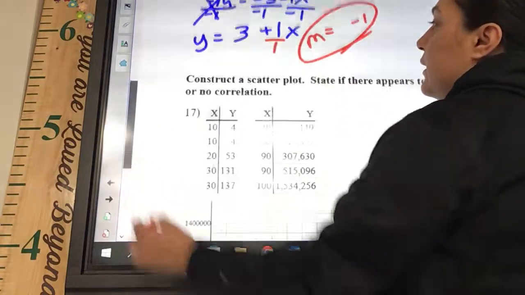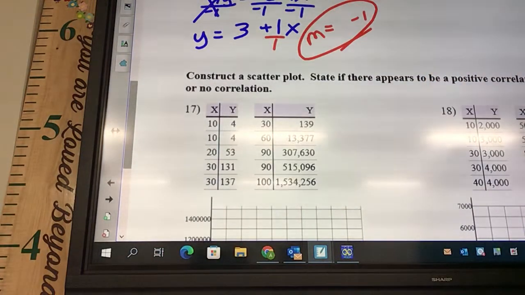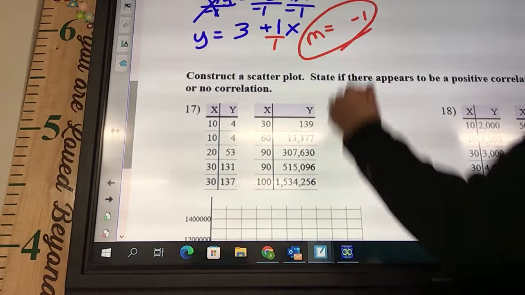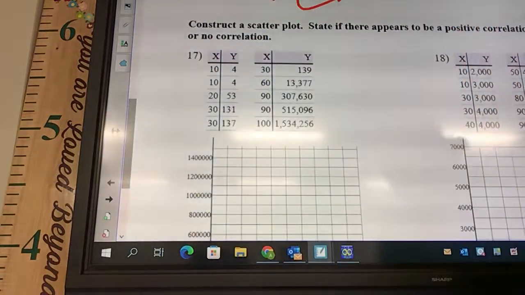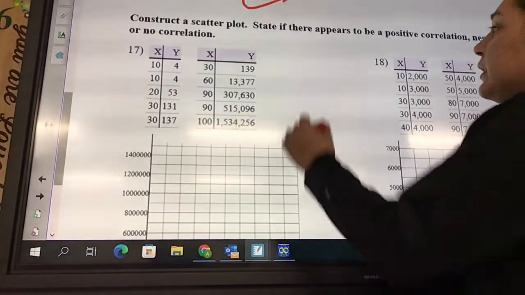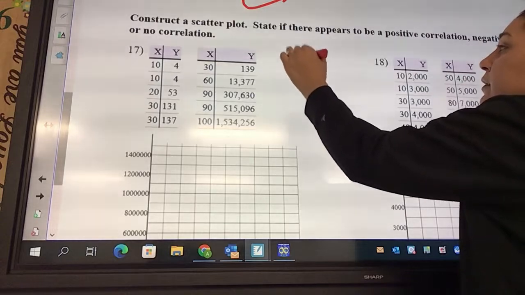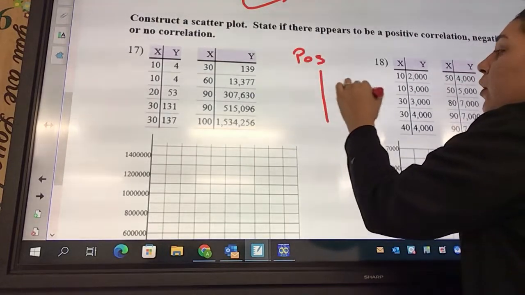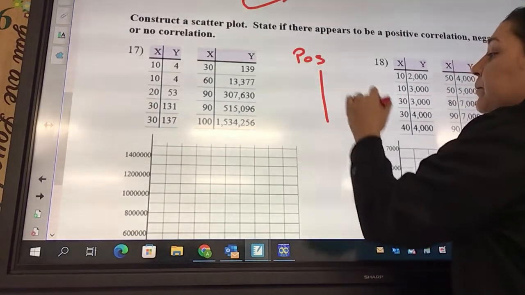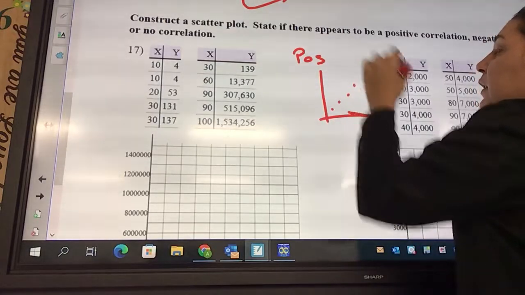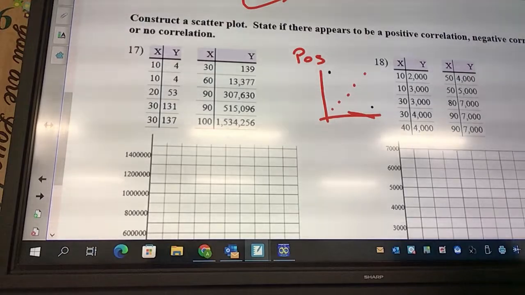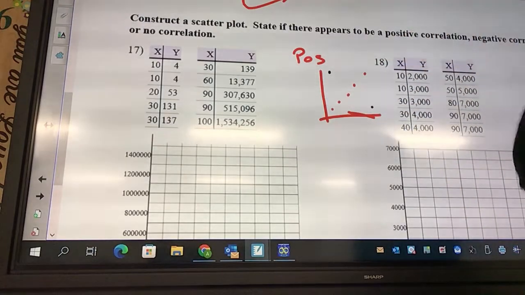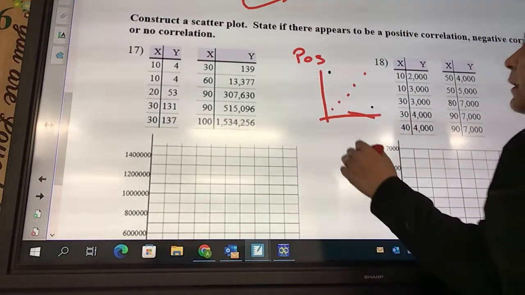And then the last thing that will be on your test is scatter plots. So state if there appears to be a positive, negative, or no correlation. So positive correlation is going to look like this. If your graph is overall going up, even if there's one random one, those black ones, overall, it's still positive. So it's going to be a positive correlation.